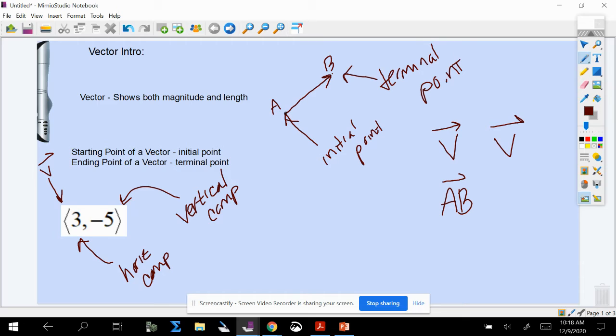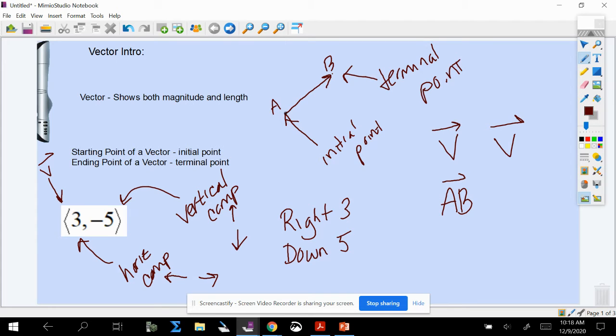So your horizontal component is going to tell you if you go to the right or to the left. And your vertical component is going to tell you if you go up or down. So with this particular one, since the horizontal component is 3, then we would say that it moves to the right 3. And since the vertical component is -5, that means it's going down 5. So we get a direction from a horizontal standpoint and from a vertical standpoint.